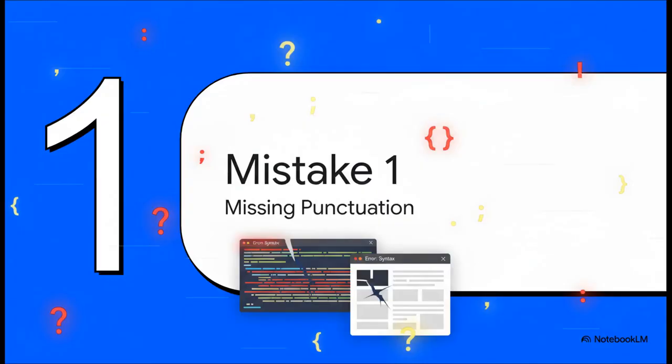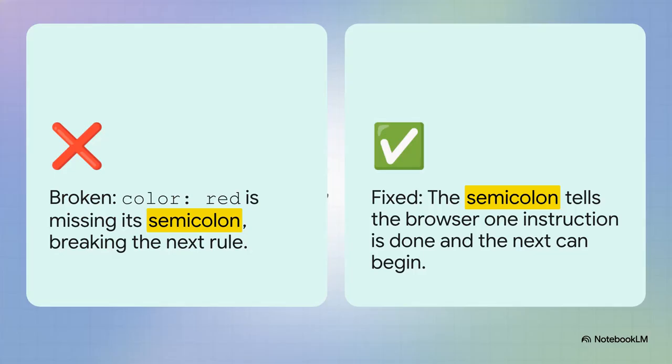And honestly, this one is probably the smallest, but also the most maddening of them all. Just missing punctuation. We're talking about tiny little characters that are basically the grammar of CSS. If you get them wrong, the browser just throws its hands up and has no clue what you want it to do. Just look at this.